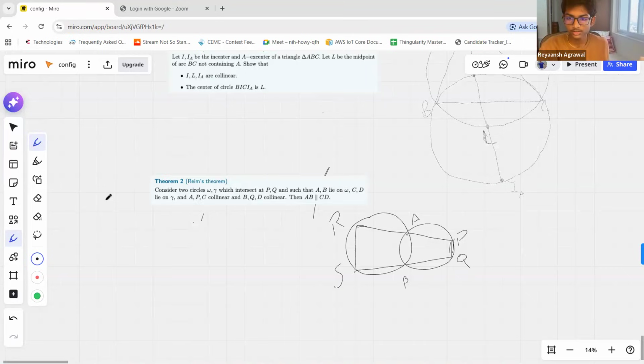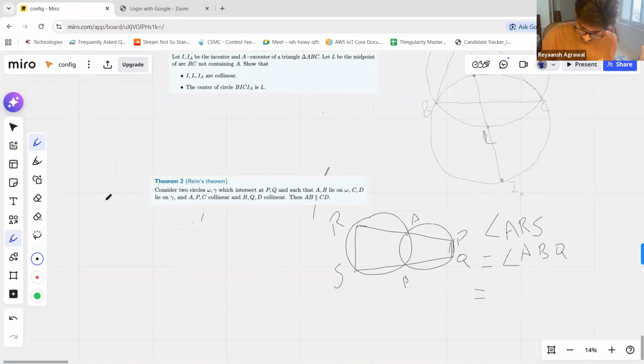Can anyone prove this? Angle ARS is equal to angle ABQ, which is equal to 180 minus angle APQ. Great, that works. Angle ARS equals angle ABQ equals 180 minus angle APQ.